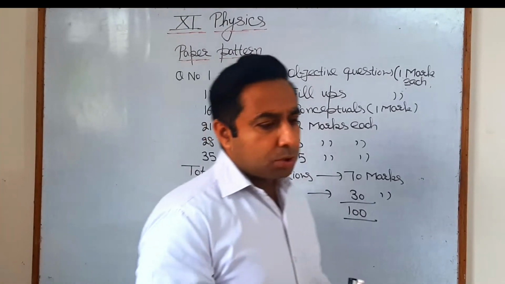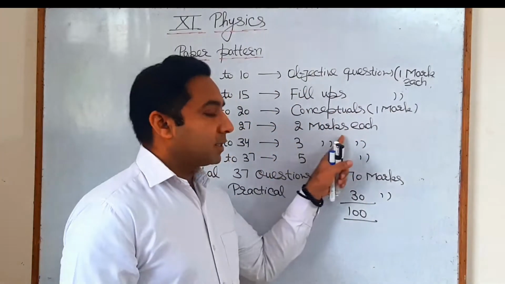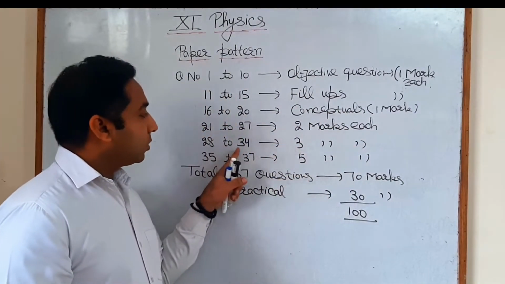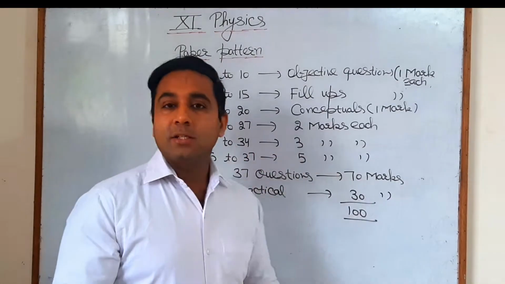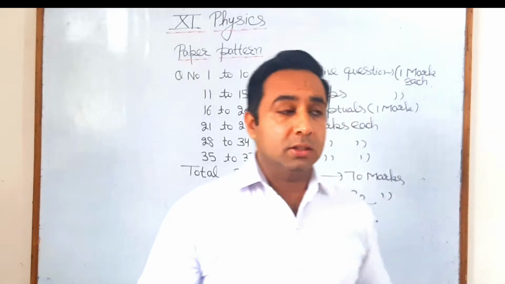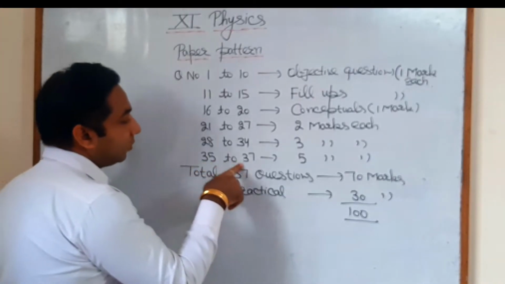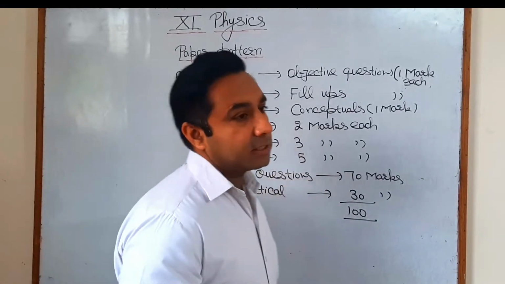This 21 to 27 question slot comprises 2 marks each. Then 28 to 34 comprises 3 marks, which are mainly the derivations, the numericals and so on. And slot number 35 to 37 comprises 5 marks each.